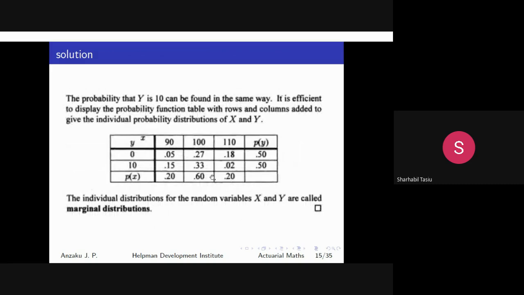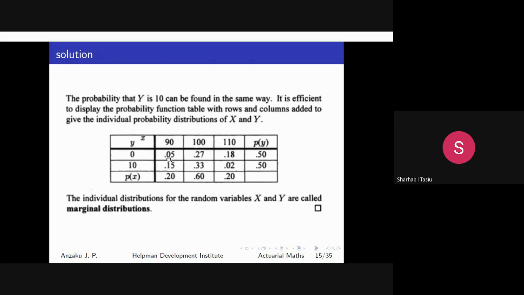Now, if he also wants to know the probability that the second asset will yield 10, it can be found in the same way. When we add 0.15 plus 0.33 plus 0.02 plus 0.50, which gives us 0.50. So he has equal chances of his second investment, which is Y, yielding 0 and also yielding 10.